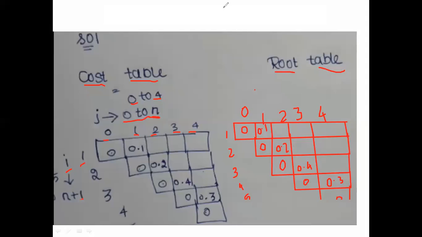Now our aim is to fill these empty rows and columns. These cells we need to fill. For filling them, we use this formula: C of i comma j equals C of i comma k minus 1 plus C of k plus 1 comma j plus the probability sum. That is the formula we are going to use. So now I think you are understanding how to construct the cost table.